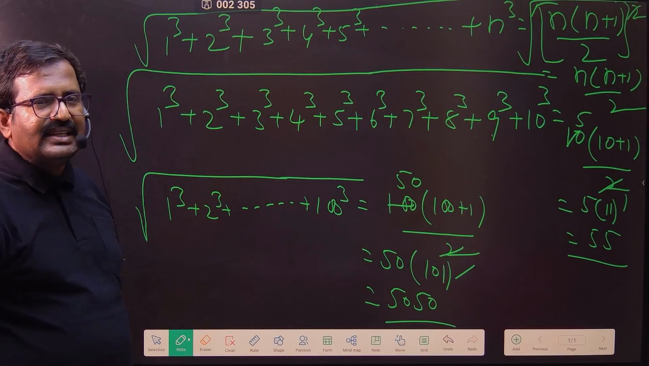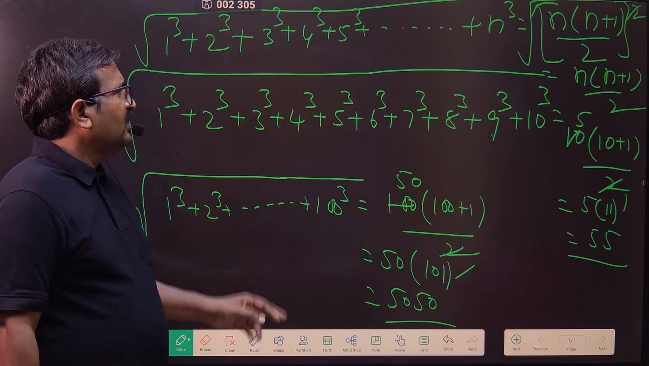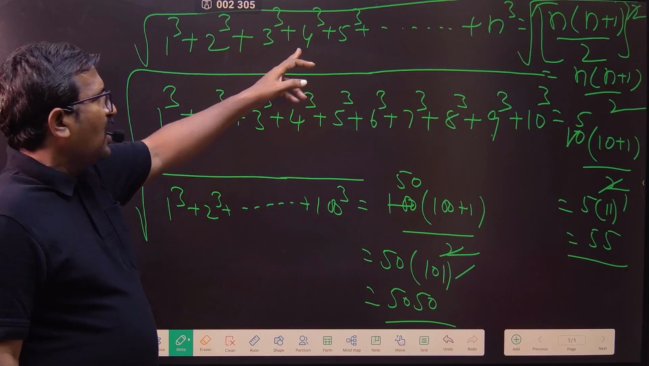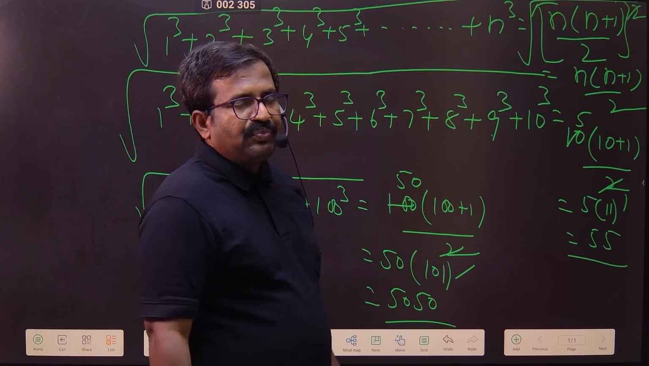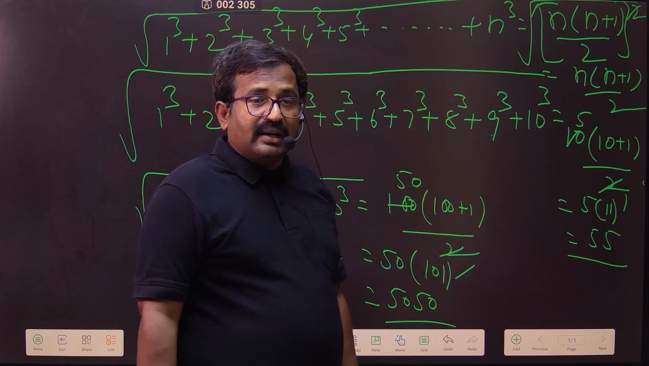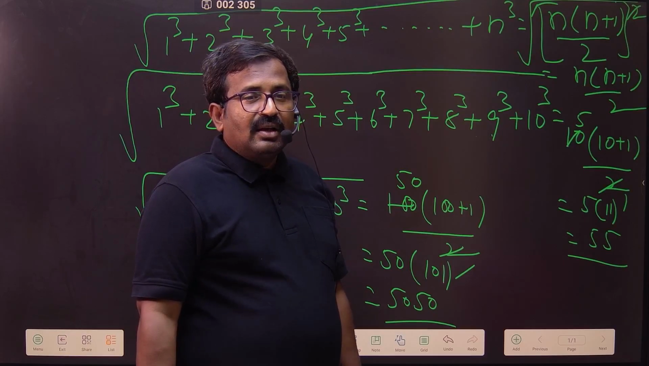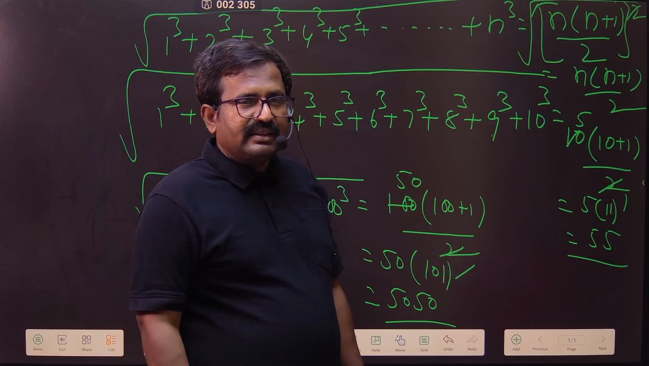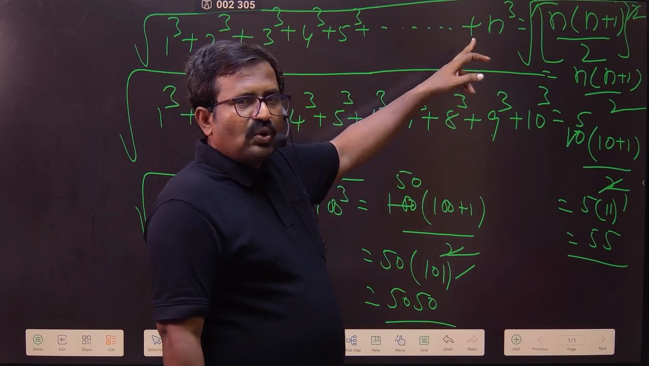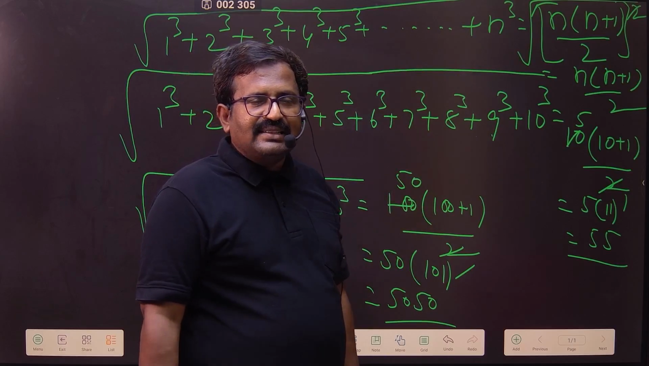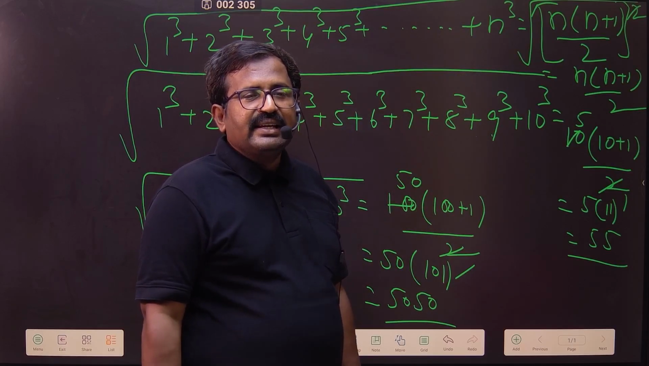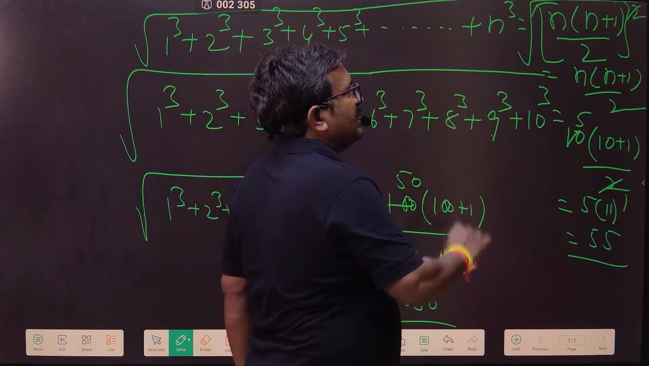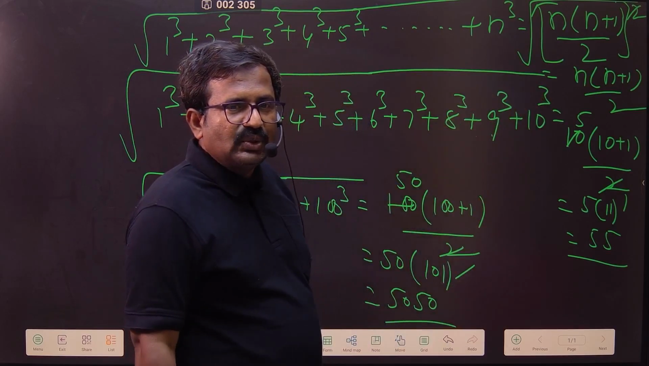The shortcut formula is, square root of 1 cube plus 2 cube plus 3 cube plus so on n cube equal to n into n plus 1 whole square by 2, whole square. Square and square root will be cancelled. The remaining is n into n plus 1 by 2.